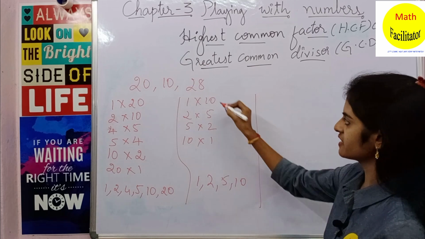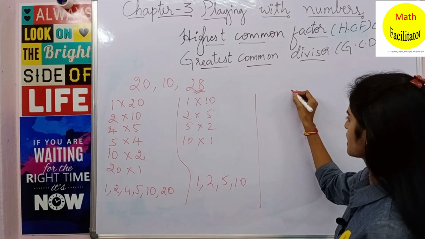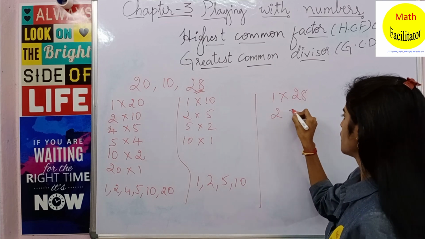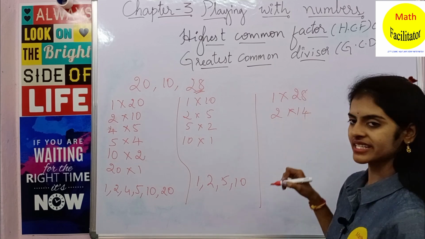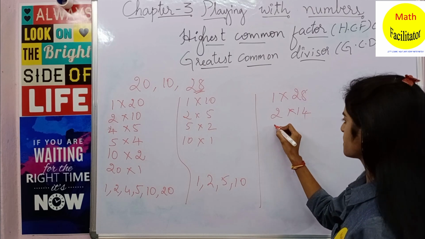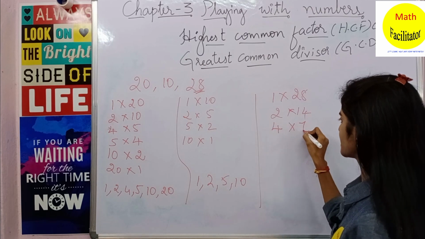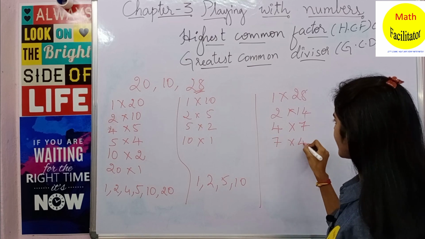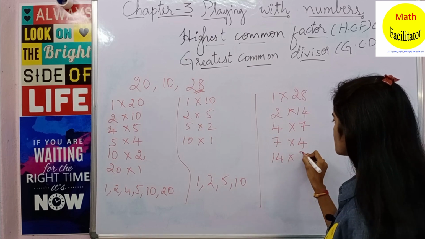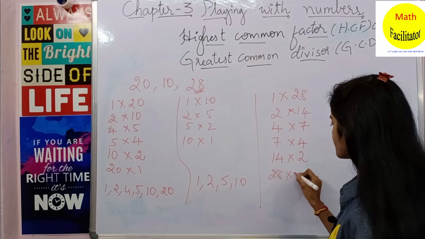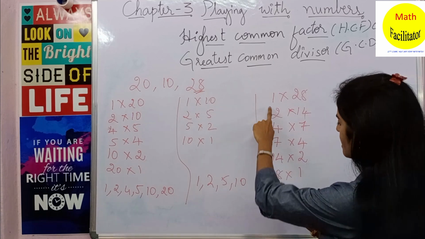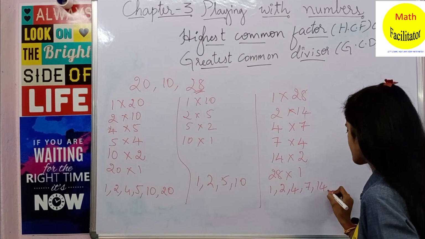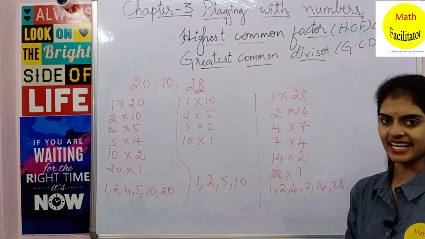Now let us write the factors for 28. It is nothing but 1 into 28, 2 14s are 28, 3 table it doesn't go, so 4 7s are 28. Again 7 4s are 28, 14 2s are 28 and 28 1s are 28. So the factors are 1, 2, 4, 7, 14 and 28.